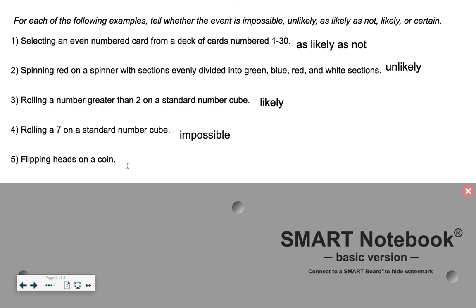All right, number 5. So now we're talking about flipping a coin. We know when we flip a coin, we can get heads or tails. So there's 2 different outcomes. One of those sides is heads. So 1 out of 2, so 1/2. So we know that if the probability is a half, that's the same as as likely as not. So that's what we would write for that one.